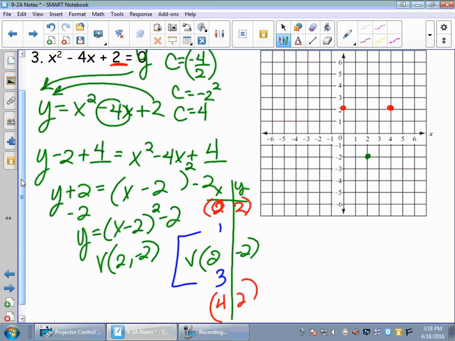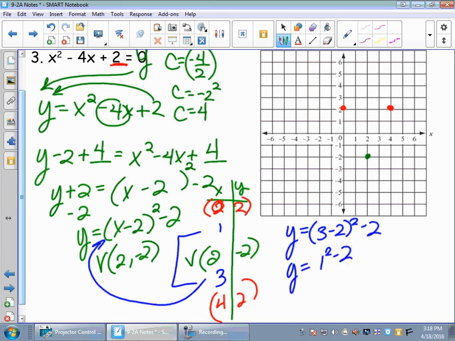So now I just got to find point 1 and 3. So when I plug 3 into my vertex form, y is equal to 3 minus 2 squared minus 2. Y is equal to 1 squared minus 2. Y is equal to 1 minus 2. Y equals negative 1. And so I get 1, negative 1, and 3, negative 1.